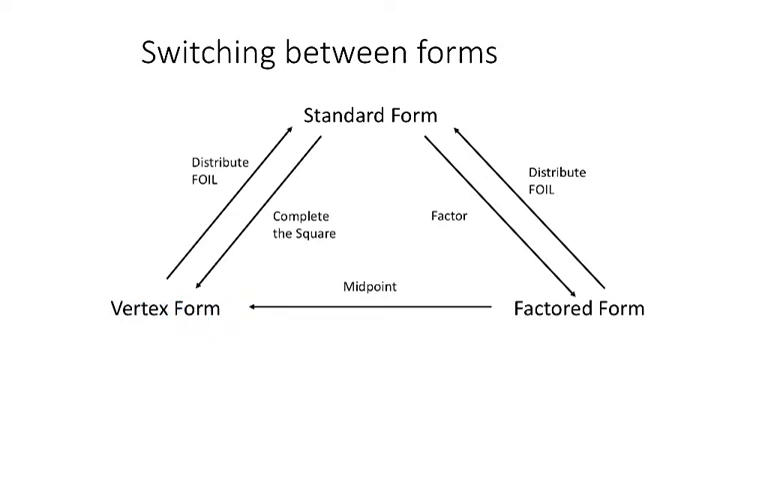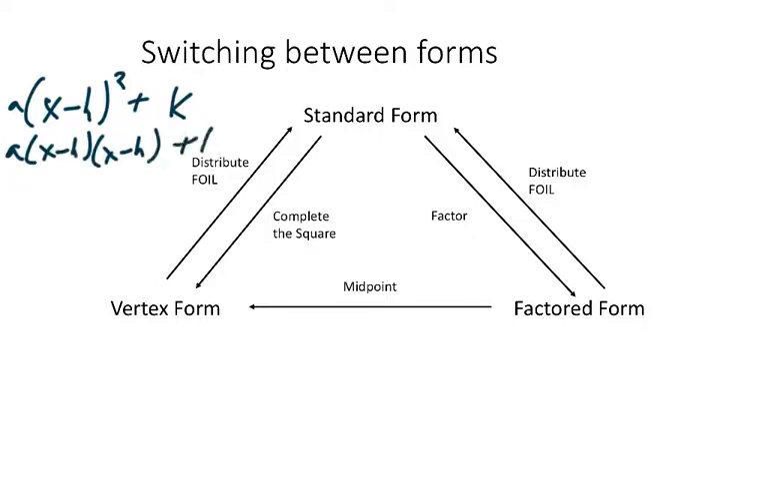And then for vertex form, to go back to standard form, I'm going to have to distribute as well. But remember, it'll be like an a(x minus h) squared plus k. You've got that a, so really that's a times (x minus h) times (x minus h) plus k. So you'd have to, that's what I mean by that kind of distribution. There is a formula for that, the squaring formula, but remember, it's not just x squared minus h squared. No, no, no. All right, that's a red card.